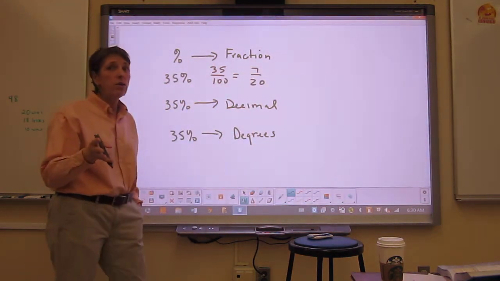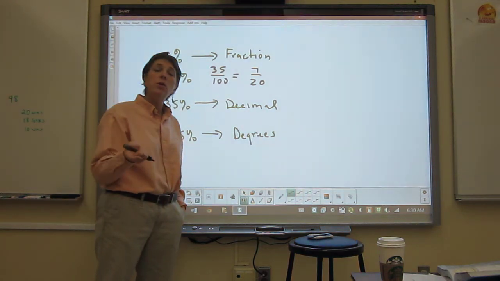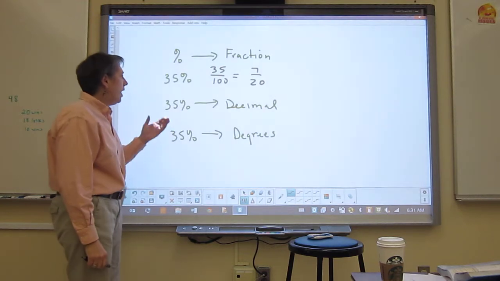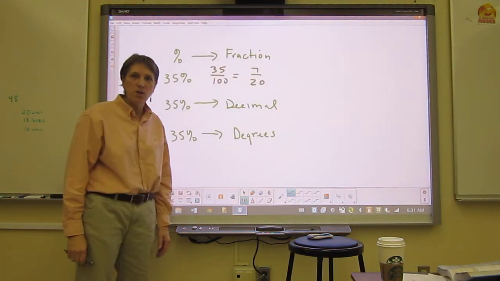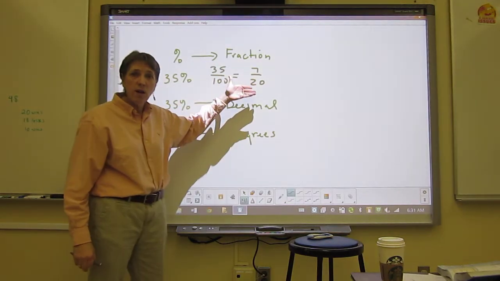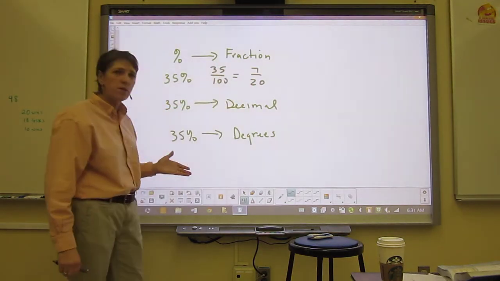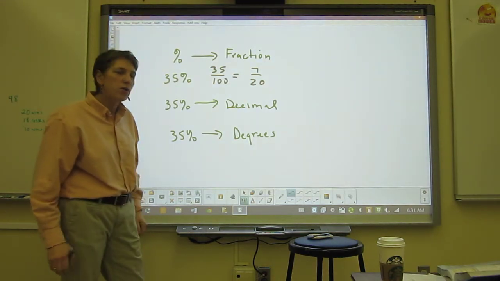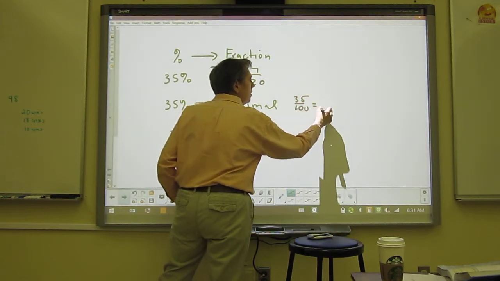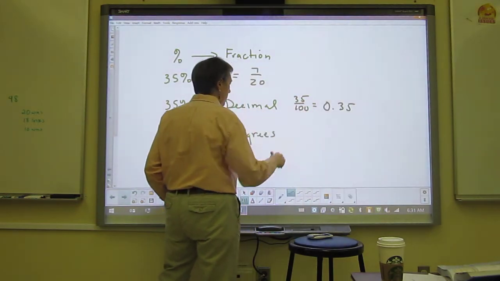Now you need to know how to do this at this point. If you don't, you need to come in and see me for some extra practice problems and some extra help. How do you write 35% as a decimal? Well, you could go back to the fraction and say 7 divided by 20, but if I give you 35%, you just divide that by 100, which becomes 0.35.